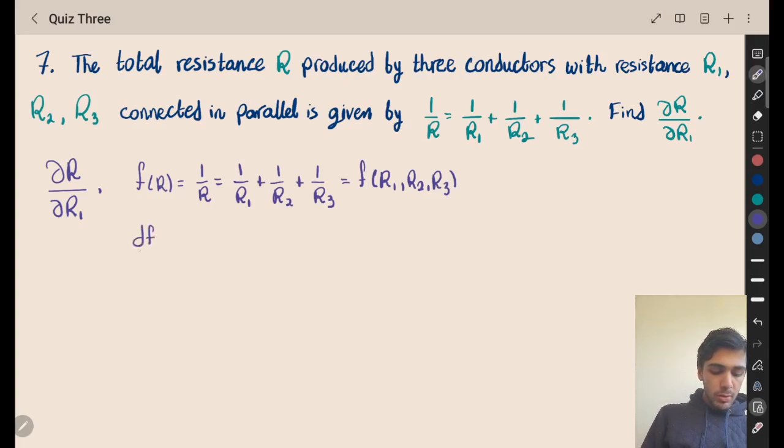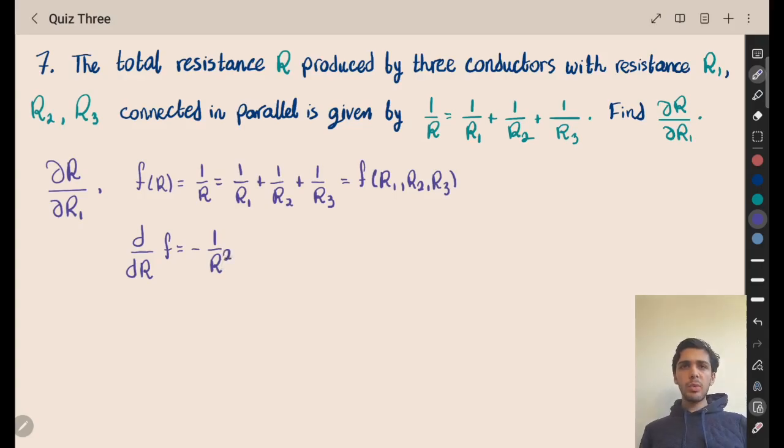So now I will take not the partial derivative, but the total derivative of f. And the total derivative is just the normal derivative that we have. The derivative of this function 1 over r is minus 1 over r squared. I don't think that's too difficult.